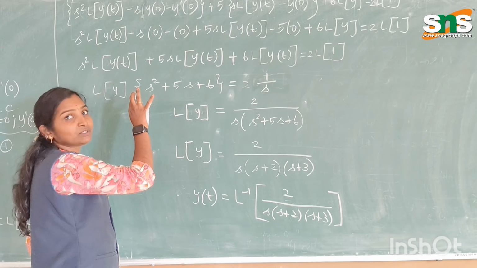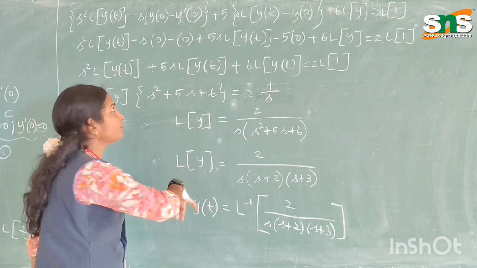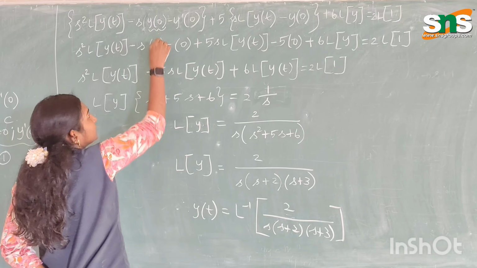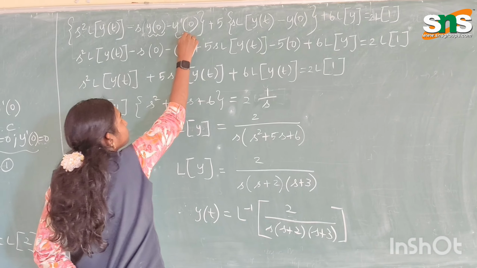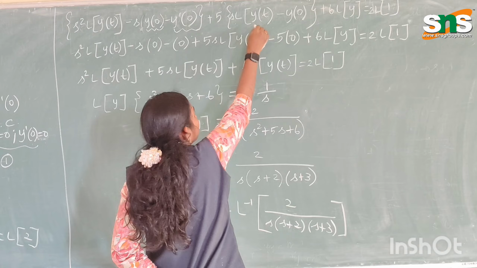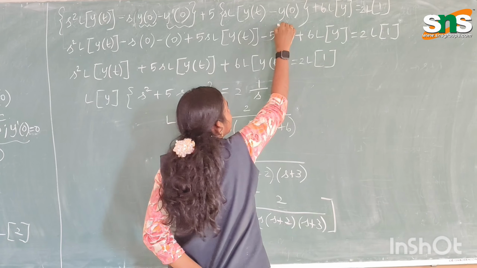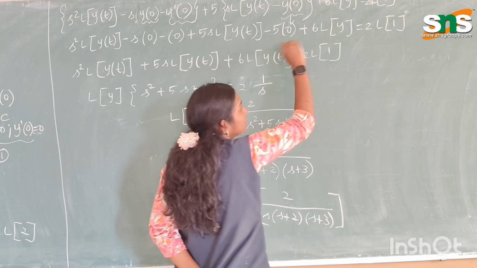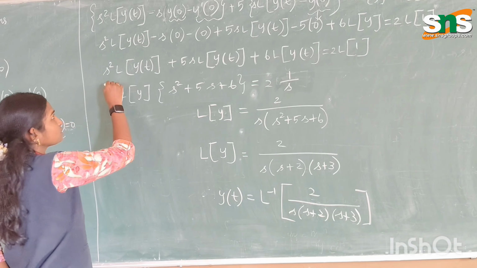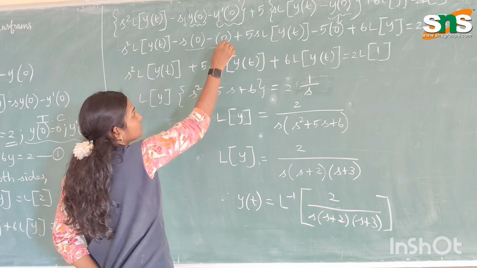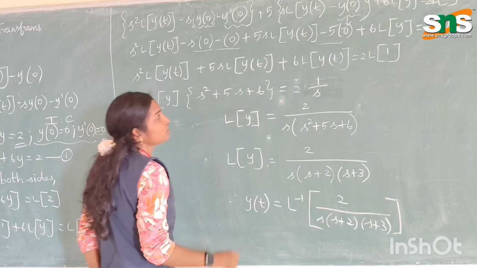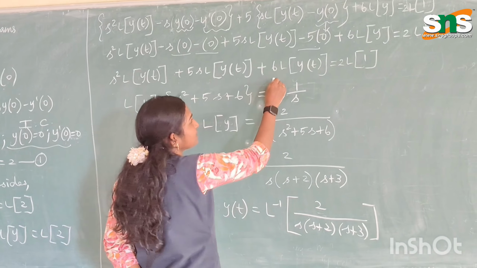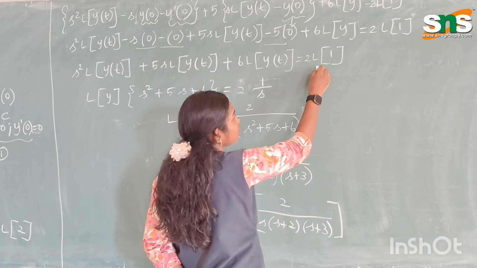So we have used the results and we are now going to simplify the problem. So s square into L of y of t minus s into y of 0, which is 0, minus y dash of 0, which is also 0. Plus 5s into L of y of t minus y of 0, which is 0. We have replaced it. Plus 6 into L of y, which is equal to 2 into L of 1. All the other things remain the same. Next is s square into L of y, and the terms with y of 0 and y dash of 0 become 0. Remaining terms are plus 5s into L of y of t plus 6 into L of y of t is equal to 2 into L of 1.